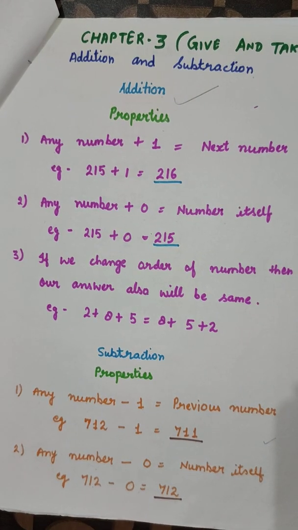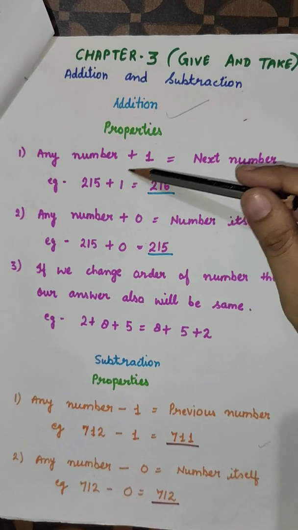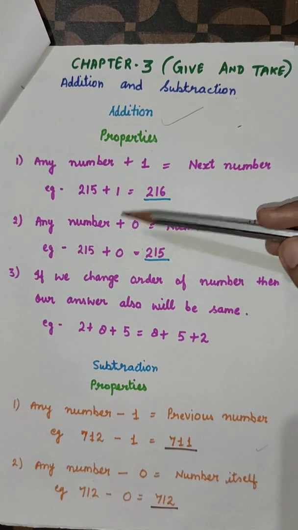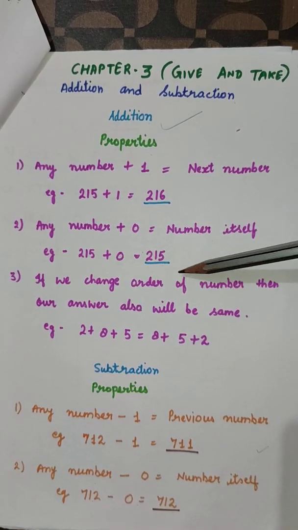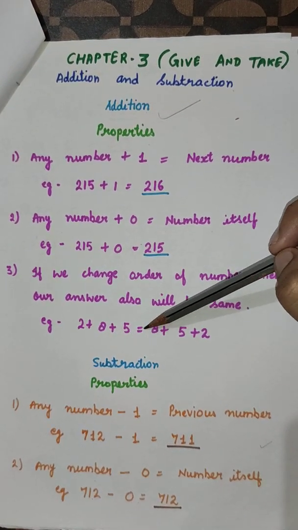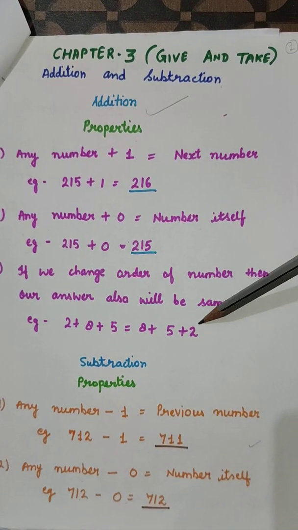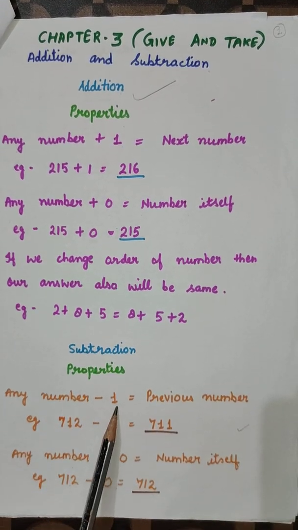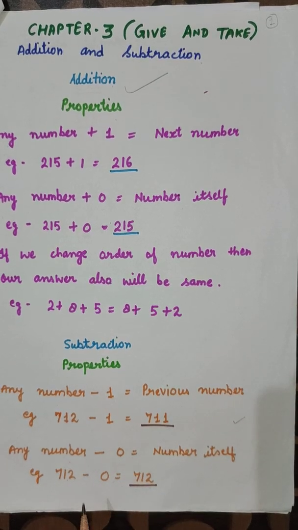Now chapter 3, give and take. Here are some properties. If we add +1 to any number, we will get the next number. If we add 0 to any number, we will get the same number. And if we change the order of the numbers, our answer will also be the same. Here 2 plus 8 plus 5 is equal to 8 plus 5 plus 2. The number is the same. The order can be different, but the answer is the same. Subtraction properties: any number minus 1 is the previous number. Any number minus 0 is the number itself.